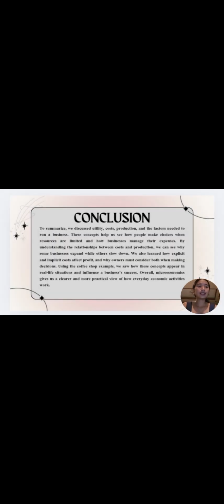In conclusion, to summarize, we discussed utility, cost, production, and the factors needed to run a business. These concepts help us understand how people make choices when resources are limited and how businesses manage their expenses. By understanding the relationships between cost and production, we can see why some businesses expand while others slow down. We also learned how explicit and implicit costs affect profit and why owners must consider both when making decisions.